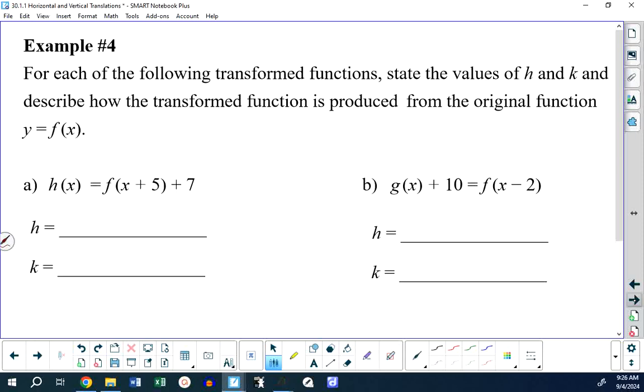And you ought to be able to look at B. Well, we'll get to B in a second. So the bottom line here is h is -5. I did say 5 units left, didn't I? Okay. And k is positive 7.